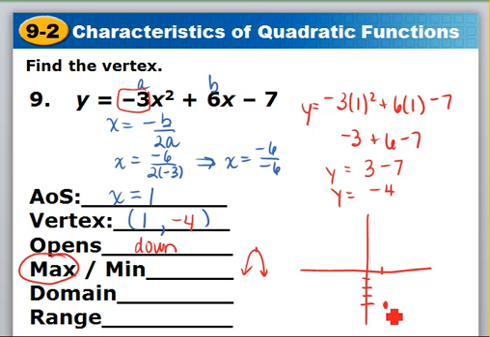Here's my vertex. I know it's going to go down. This is a really fast sketch of this. So you can see that the maximum height is negative 4. The domain is all reals for all parabolas. And then by drawing the picture, it helps me see the range. The range, the highest point is negative 4. And so y is not bigger than negative 4. It's less than or equal to negative 4.